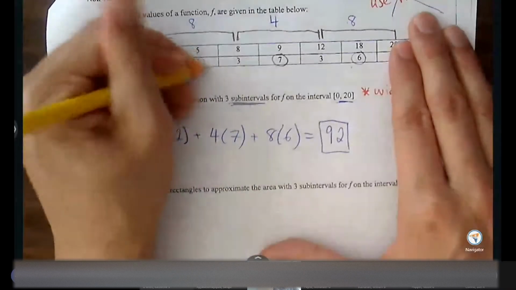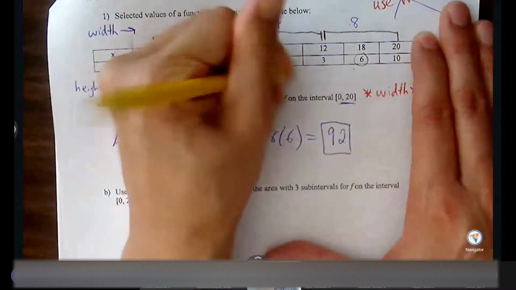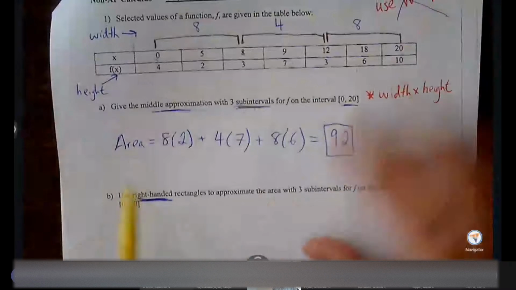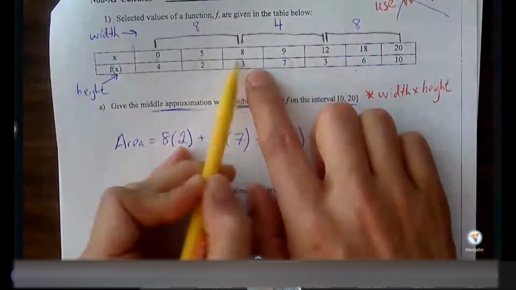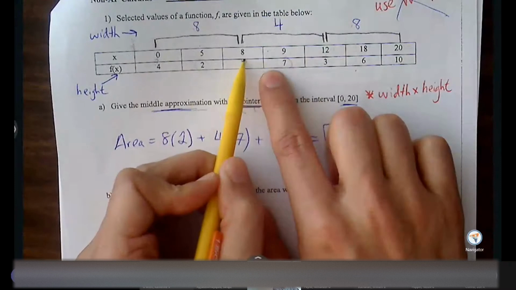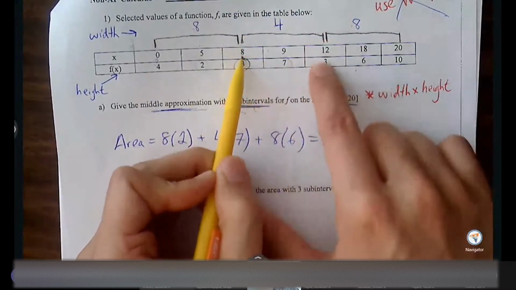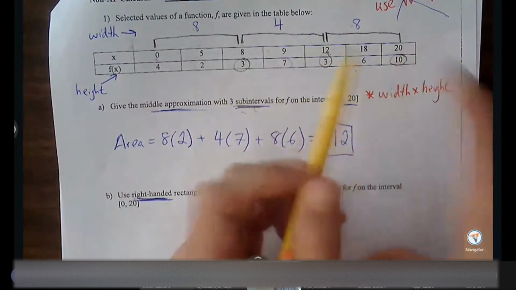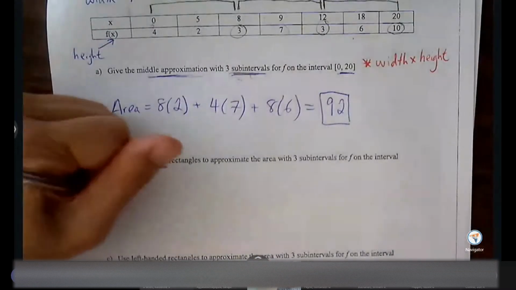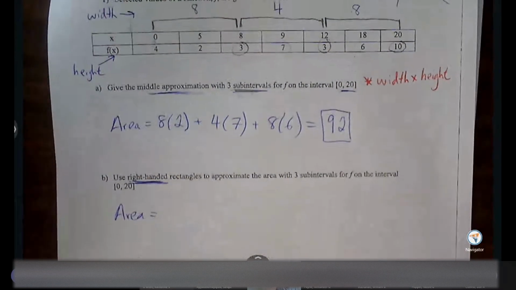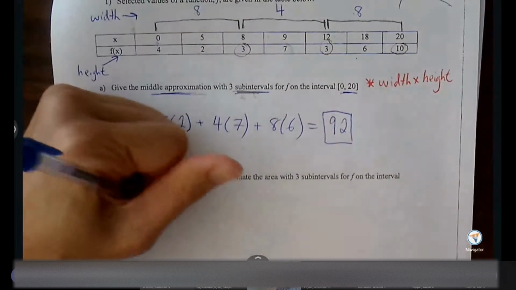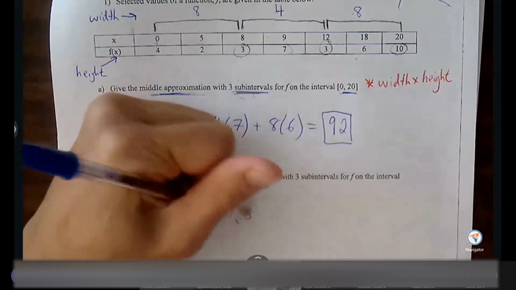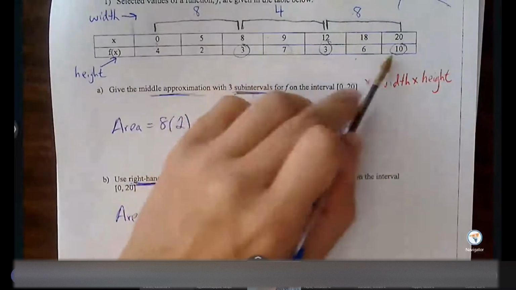So we're no longer going to use the 2, the 7, or the 6. For each subinterval now, we're going to choose the height that is sitting on the right side of each subinterval. So first subinterval, we'll choose a height of 3. Second subinterval, we'll choose a height of 3. Third subinterval, we'll choose a height of 10. So 8 times 3, width and height for my first rectangle. 4 times 3, width and height of my second rectangle. And third rectangle, 8 times 10.